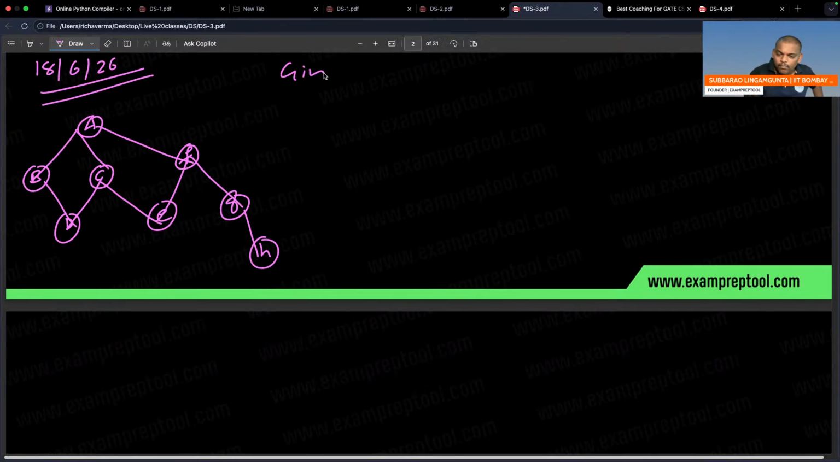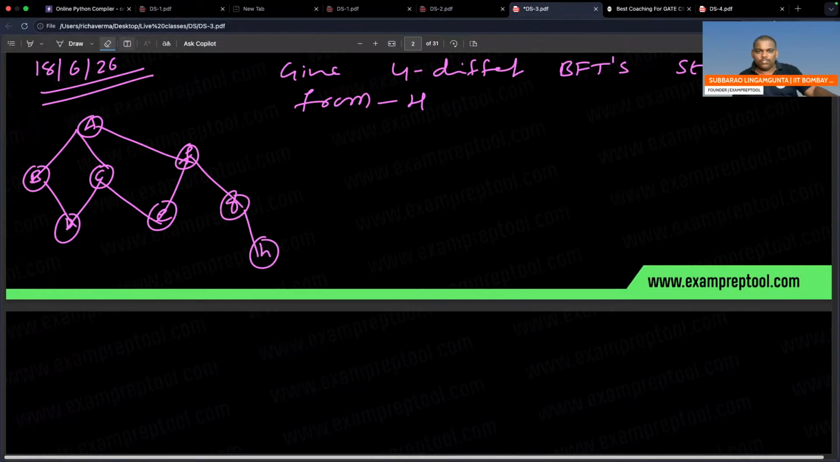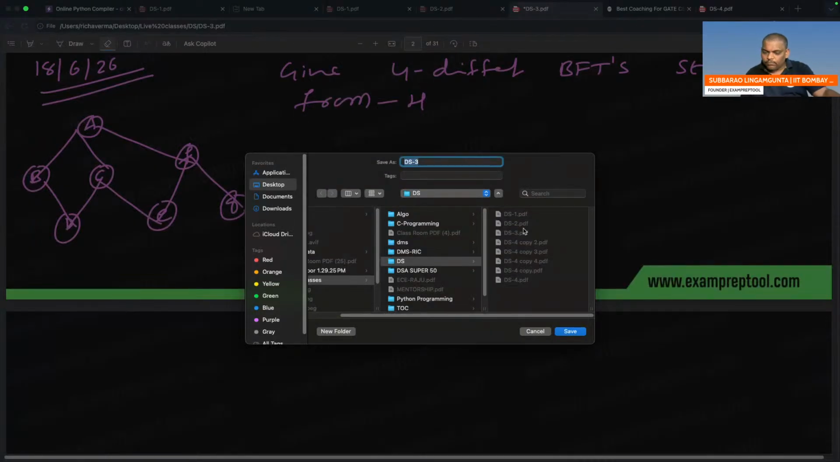Give four different BFTs starting from vertex H. So just give me 1 minute.